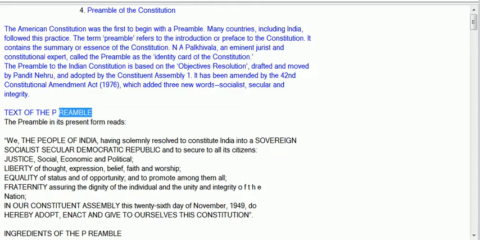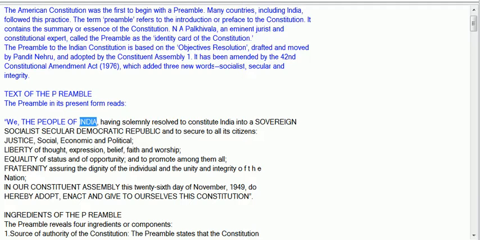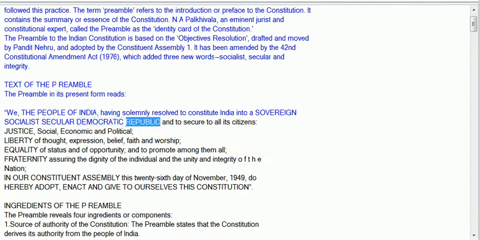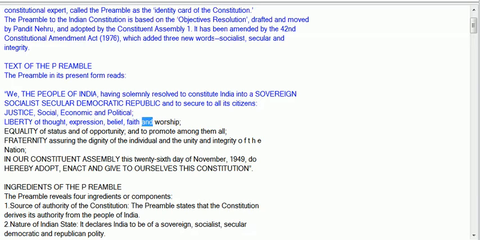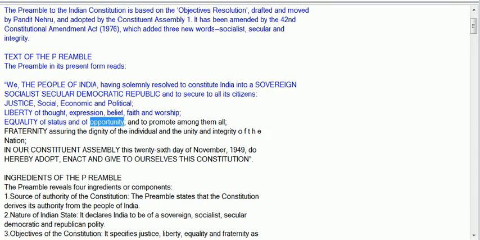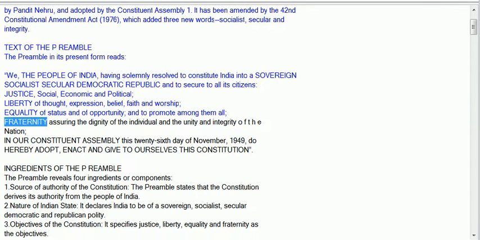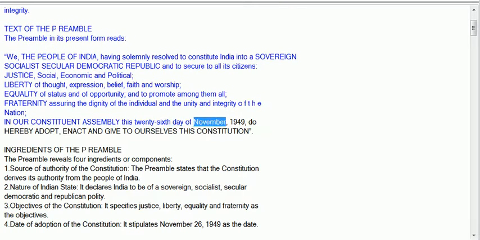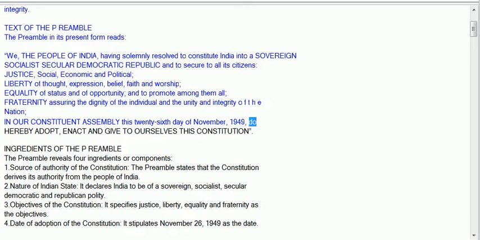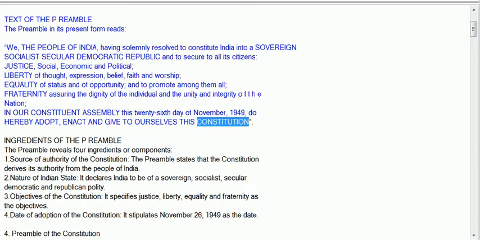Text of the Preamble. The preamble in its present form reads: We, the people of India, having solemnly resolved to constitute India into a sovereign, socialist, secular, democratic republic and to secure to all its citizens justice, social, economic and political, liberty of thought, expression, belief, faith, and worship, equality of status and of opportunity, and to promote among them all fraternity, assuring the dignity of the individual and the unity and integrity of the nation. In our Constituent Assembly this 26th day of November, 1949, do hereby adopt, enact, and give to ourselves this Constitution.